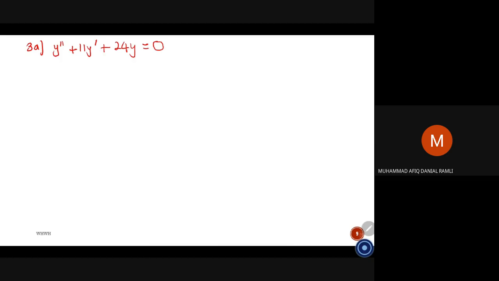Okay, and then what is the initial condition given? Y kosong sama dengan? 0. Yes, another one? Y prime 0 sama dengan? Negatif 7. Yes, correct. Okay, thank you.